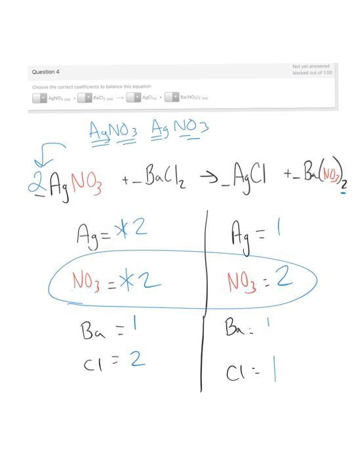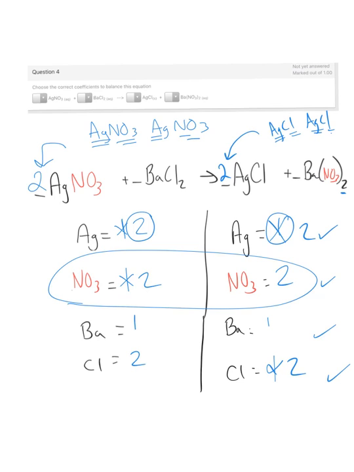Now I have on this side 2 Ags and on this side only 1. So what number can I put here to make the Ag 2? I'm going to put here 2. Remember, this 2 means I have AgCl 2 times. So how many Ags am I going to have? 2. And how many Cls? 2. The Ags are the same, NO3 is the same, Ba is the same, Cl is the same. So the answer for this one is 2, 1, 2, 1.